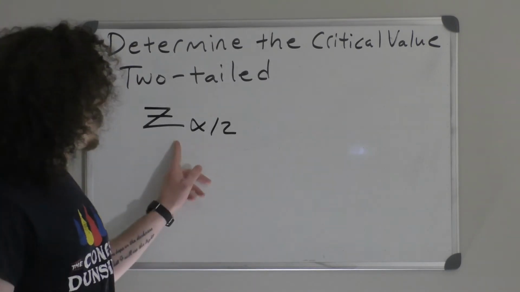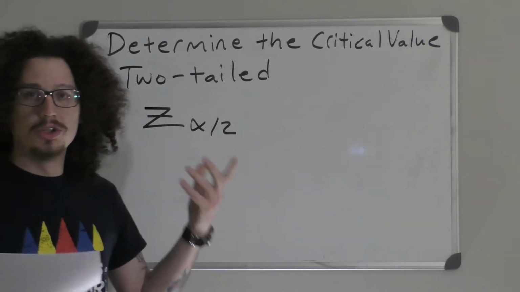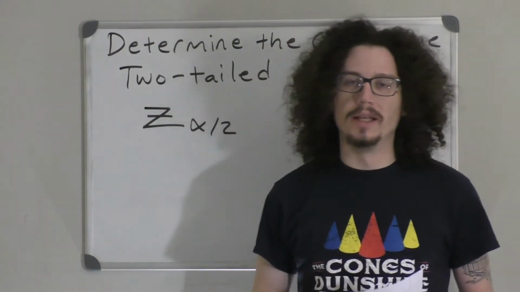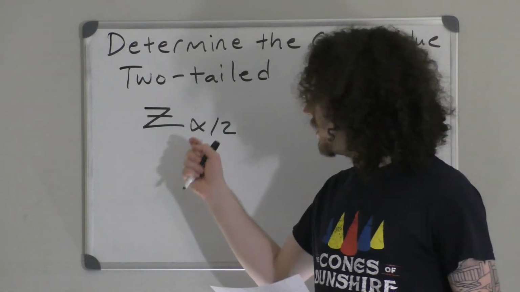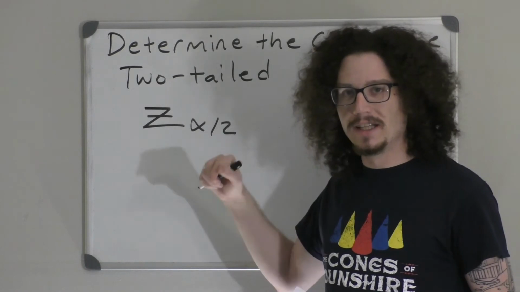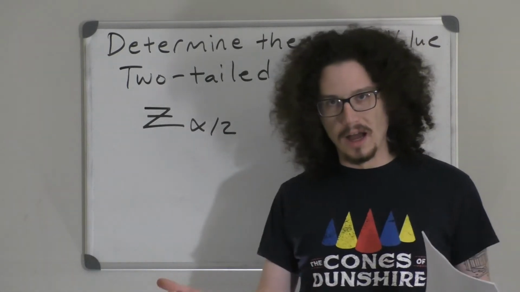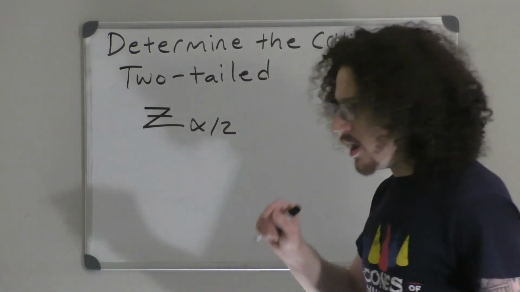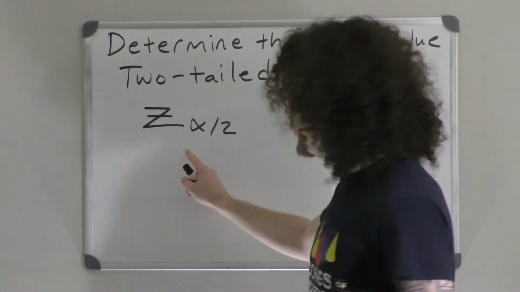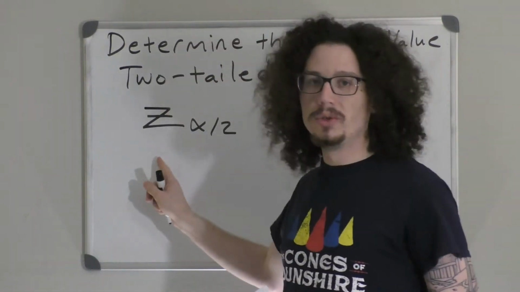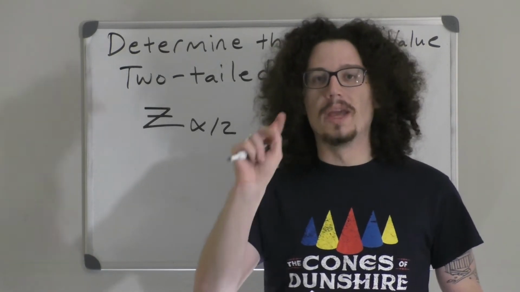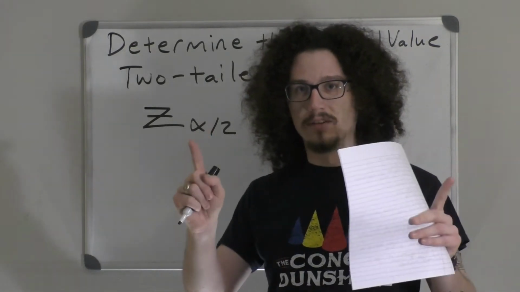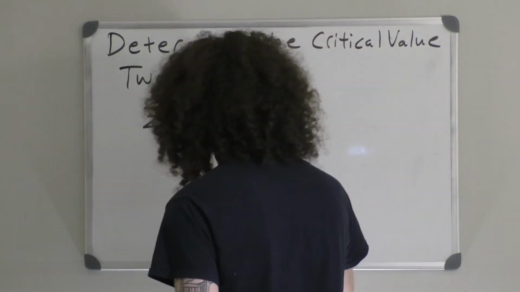For a two-tailed test, our critical value should be pretty familiar. It's Z alpha divided by 2. So if we're at the 5% significance level, that's 0.05 for alpha, divided by 2 is 0.025, and we would get that critical value off of one of our charts. An important thing to note with two-tailed tests is that we do not have one critical value. We actually have 2. Let's just draw this up here.